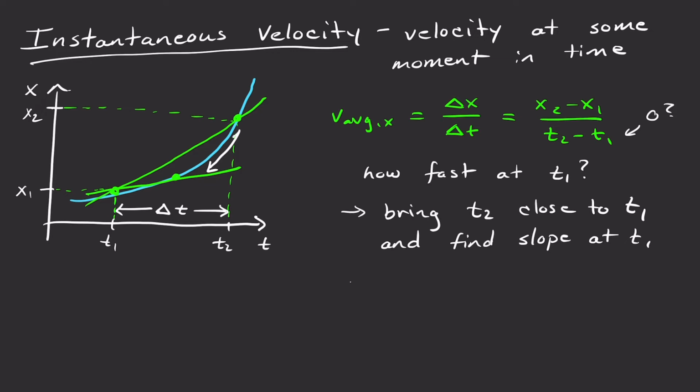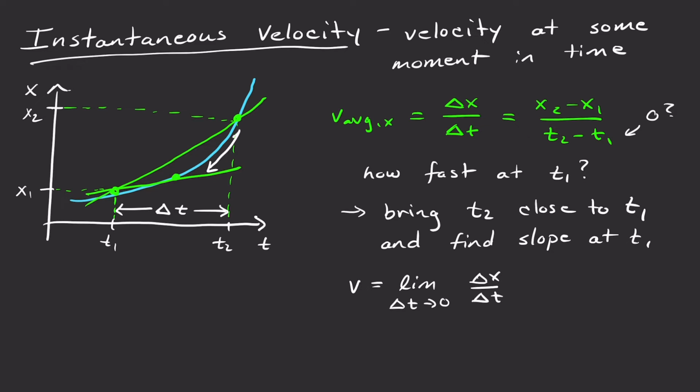Okay, and so in calculus, this is called taking the limit. So we want delta t, this time interval, to go to 0 by bringing these two together. And when we do that, we get the slope at t1, and that represents our instantaneous velocity.